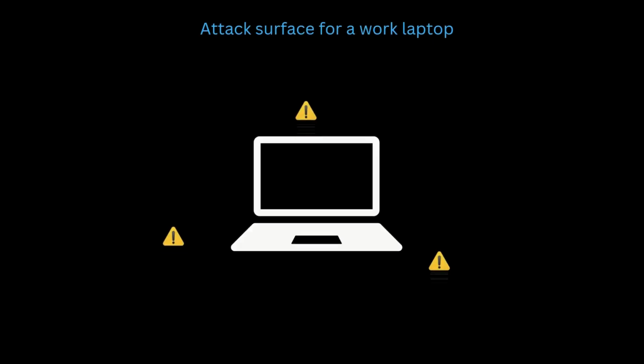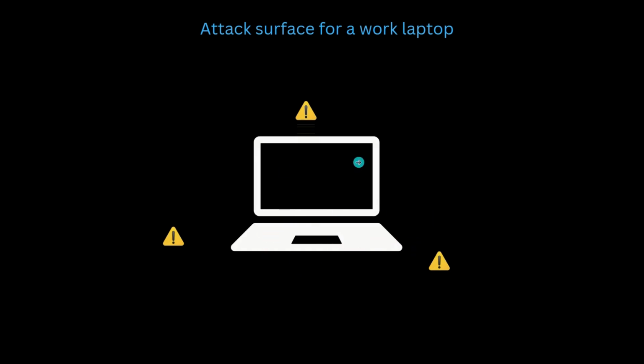Now let's look at what the components in a work laptop are that make up its attack surface. Unlike servers or web applications, a laptop does not have a direct public exposure, meaning it does not host any open services accessible from the internet. However, it still has an attack surface. It is still vulnerable to attacks.